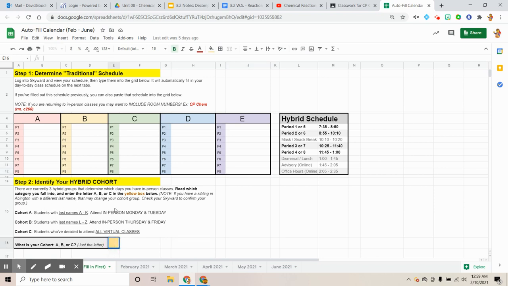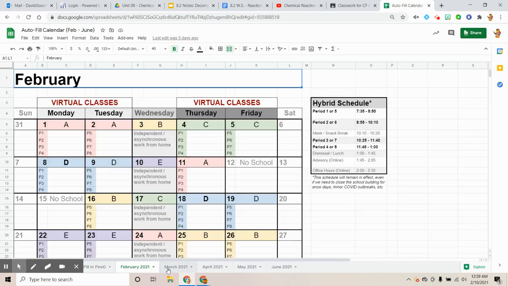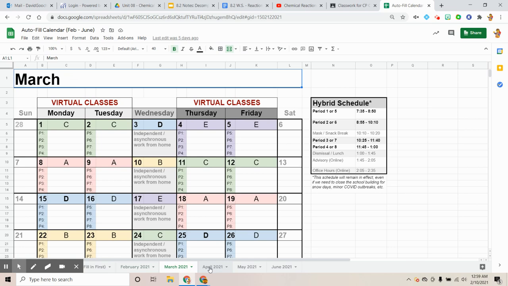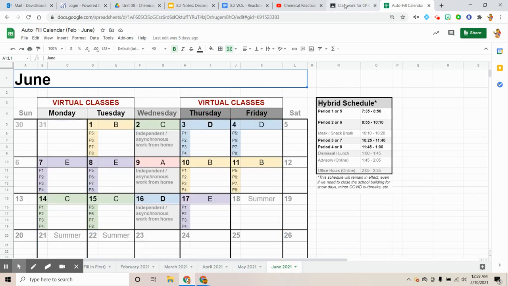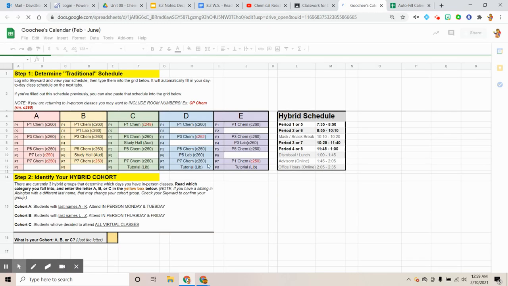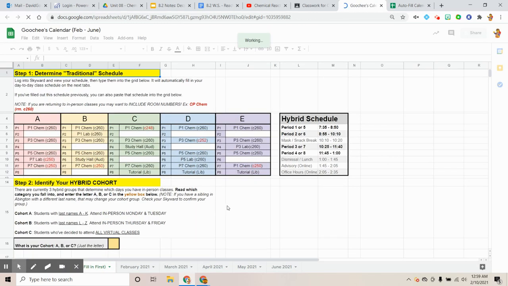Are you cohort A, who comes in Monday, Tuesday? Are you cohort B that comes in Thursday, Friday? Are you cohort C? That's all virtual. As soon as you fill this stuff in, it'll auto populate your calendar until the end of the year. Really useful. Even if you're not coming in right now to hybrid, there's a good chance you will before the end of the year.